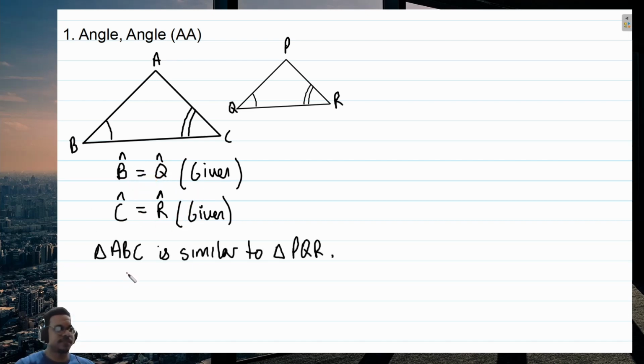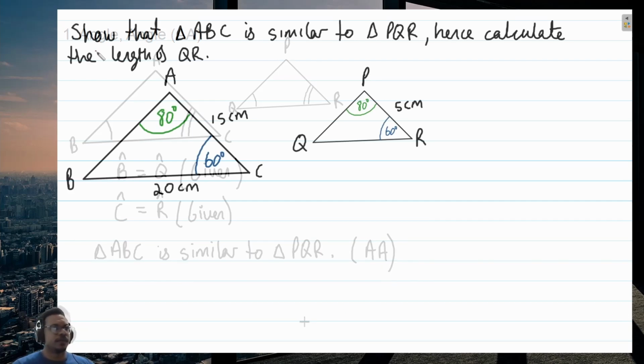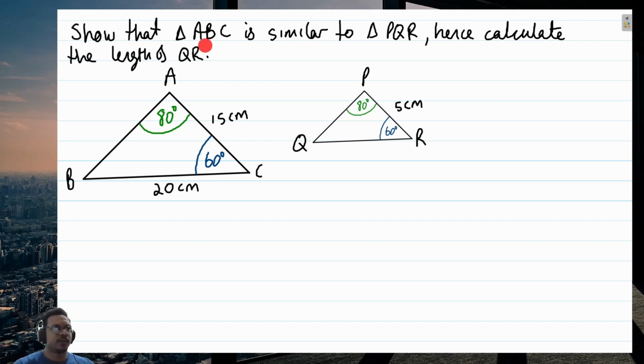So I'll make my statement that triangle ABC is similar to triangle PQR. And now I'll write my reason for saying so, which will be angle-angle. In this question, we have to show that triangle ABC is similar to triangle PQR and hence calculate the length of the side QR. Now looking at these two triangles, I'm seeing that I have corresponding angles.